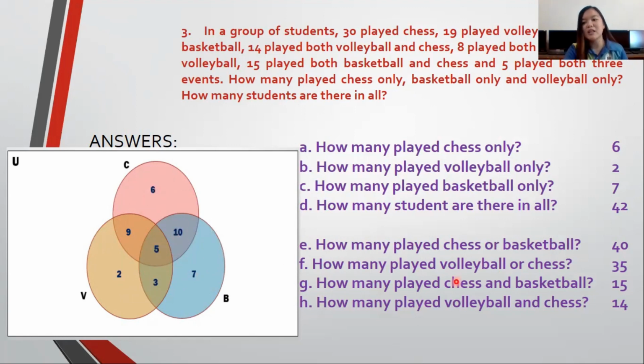You have 35. Now, how many played chess and volleyball? When we say and, intersection, take note, or meaning union, and meaning intersection. So C and V, ito lang. Yung intersection nila, which is 10 plus 5, you have 15. How many played volleyball and chess? So the intersection also of V and C, ito, 9 plus 5, you have 40. So, nagets niyo na? Pag hindi pa, ulitin niyo yung video para maintindihan niyo.